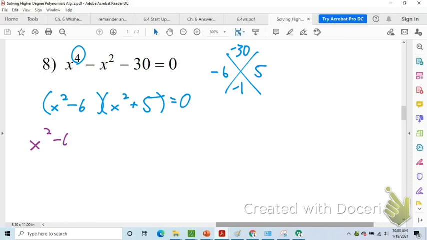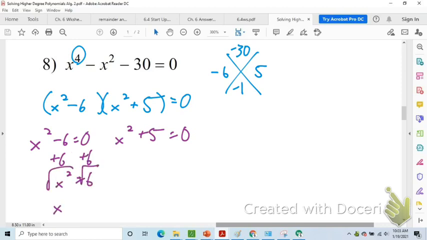X squared minus 6 equals 0. X squared plus 5 equals 0. We're going to add 6, x squared equals 6, square root both sides, x is equal to plus or minus root 6. Then subtract 5, x squared equals negative 5, take the square root here, we get x is equal to plus or minus.